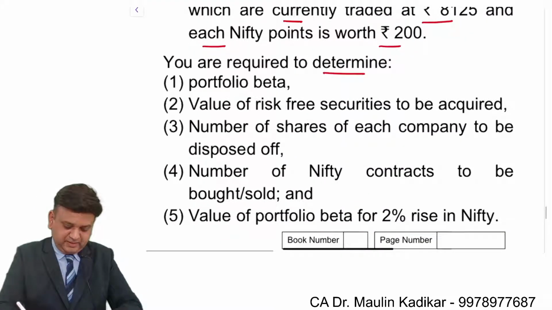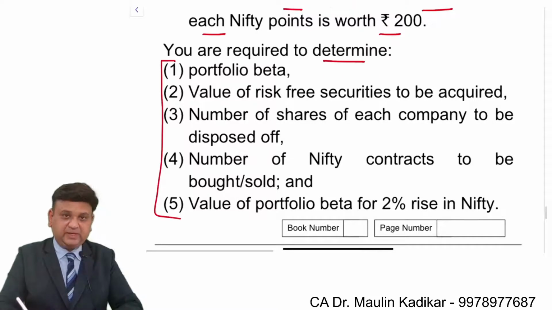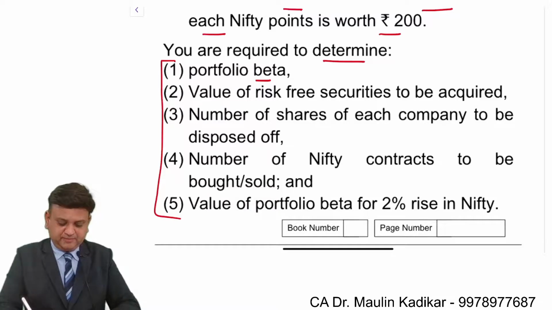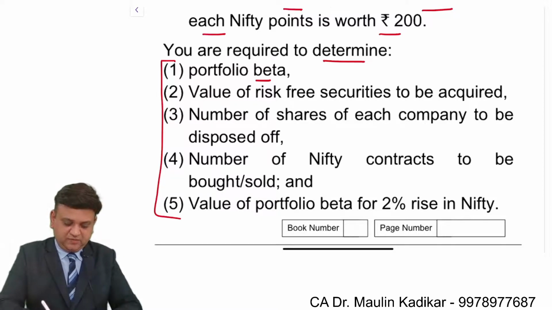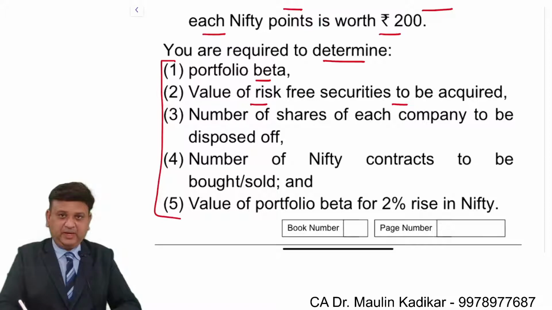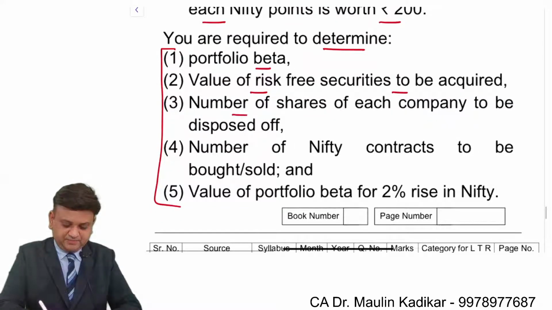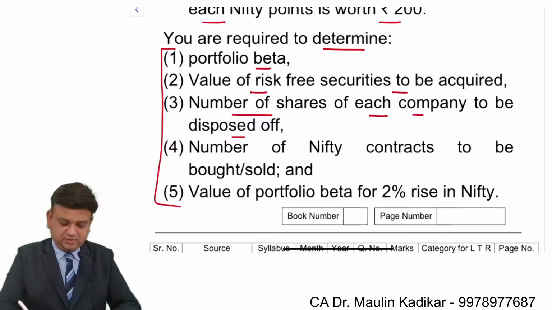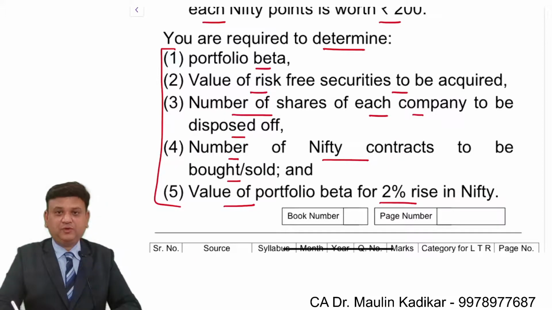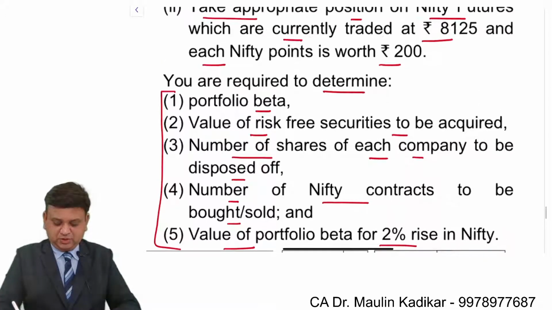You are required to determine. There are 5 questions that they have provided. First, compute the current portfolio beta. Second, value of the risk-free security to be acquired. Third question, number of shares of the each company to be disposed of. Fourth question, number of the Nifty contracts to be bought or sold. Value of the portfolio beta for 2% rise in Nifty. So these are the 5 questions that they have provided.